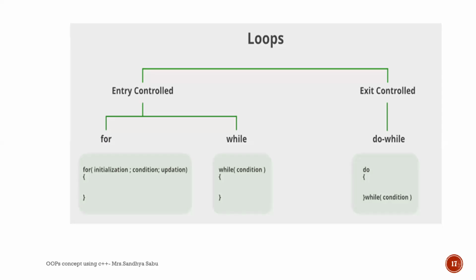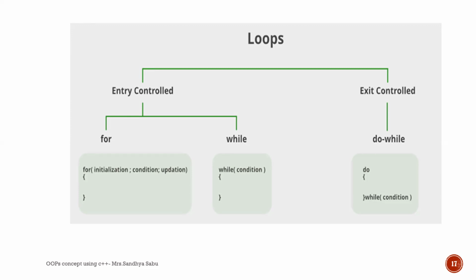So in a for loop, with the help of initial values, it will check the condition, and if the condition is true, it will execute the process. That is, the statements associated with the for loop will be executed. And again, to do the process repeatedly, it will go for updation.